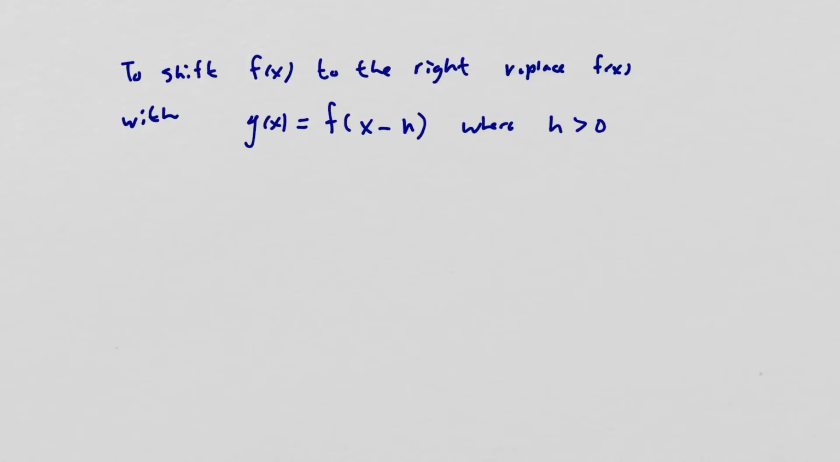To shift our function f of x to the right, what we need to do is replace our f of x with g of x, and this is going to be equal to f evaluated at x minus h, where h is some constant number greater than 0. To shift our graph to the left, we're going to replace our f of x again with g of x, which is equal to f of x minus h, where h this time is less than 0.